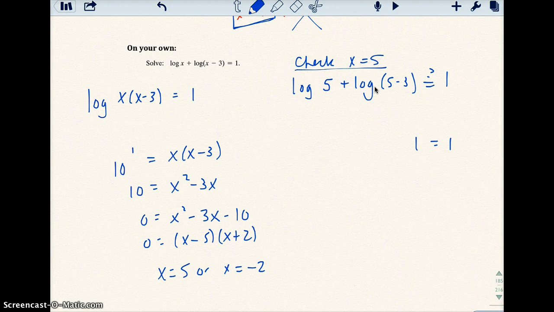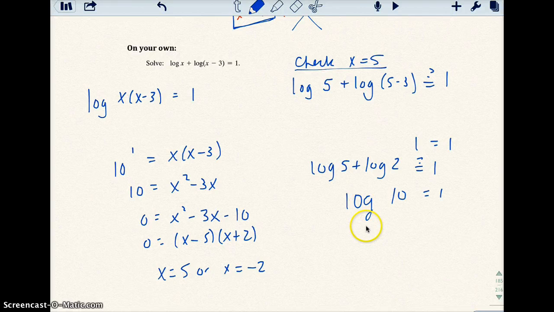Or if you don't want to use your calculator, you could just say the log of 5 plus the log of 2 equals 1, question mark. If I use the product rule, that would be log of 2 times 5, which is 10, equals 1. Well, 10 to the first power is 10, but I could just type it in my calculator. That would be perfectly fine.